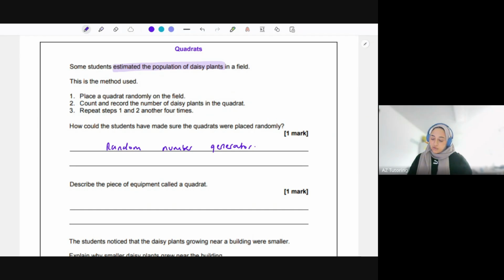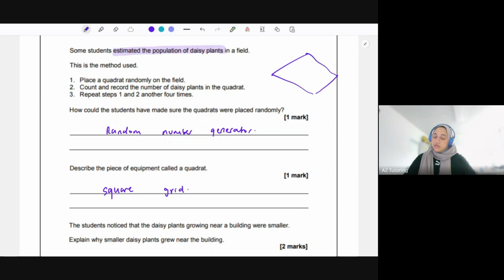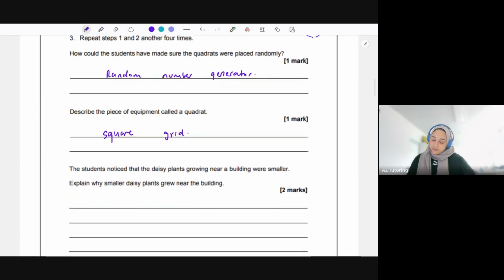Describe the piece of equipment called a quadrat. You could just say it's a square grid, because that's what it is, right? It's just one of those square grids that you're just throwing down.